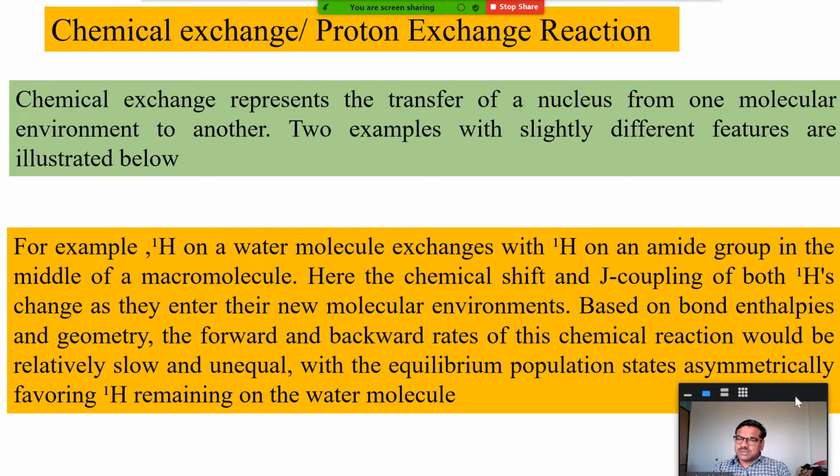For example, hydrogen on a water molecule exchanges with a proton on the amide group in the middle of a macromolecule. Here the chemical shift and J coupling of both hydrogens change as they enter their new molecular environment. Based on bond enthalpies and geometry, the forward and backward rate of this chemical reaction would be relatively slow and unequal, with the equilibrium population state unsymmetrically favoring the proton remaining on the water molecules.